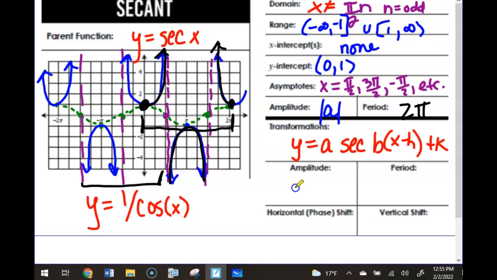Because it's the reciprocal of something that had a period of 2 pi. The only thing I might do, a vertical stretch would be the a value, and anything up or down would be the k value. The period would be 2 pi over b, if I was that mean as to change a period on a homework question.